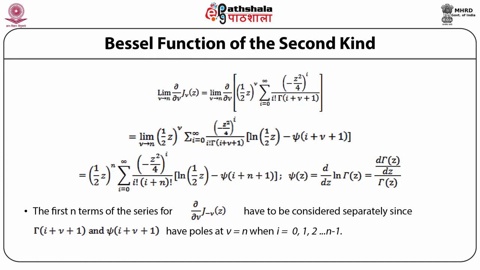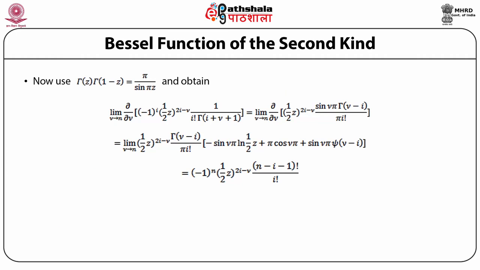The first n terms of the series for ∂/∂ν J_{-ν} of z have to be considered separately, since gamma of i plus ν plus 1 and ψ of i plus ν plus 1 have poles at ν equals n when i is equal to 0, 1, 2, and so on till n minus 1.